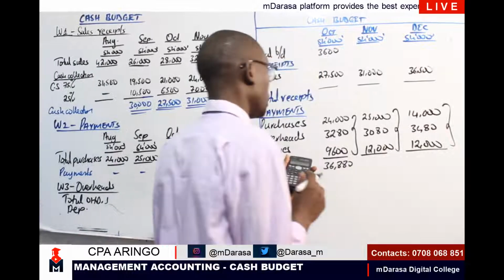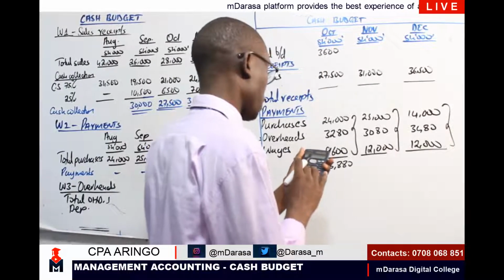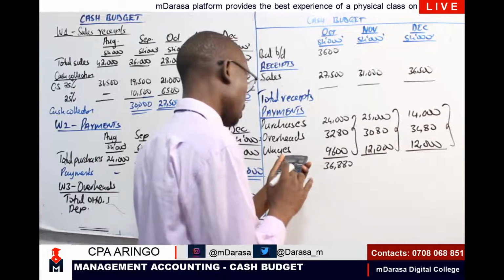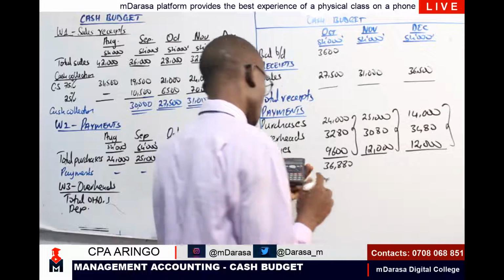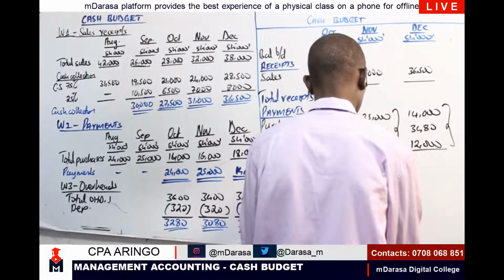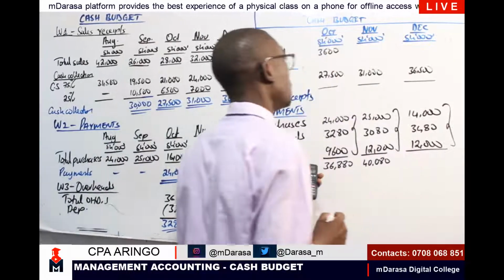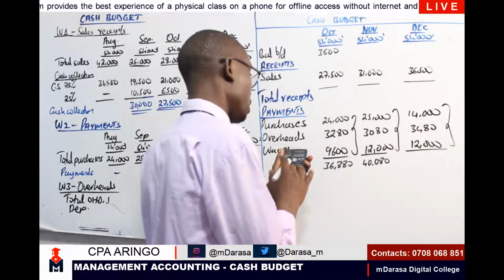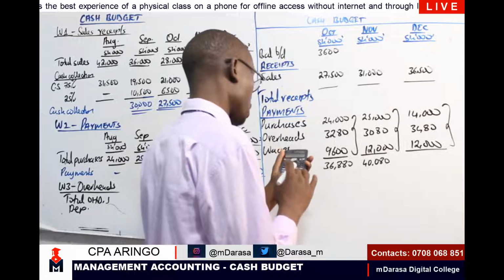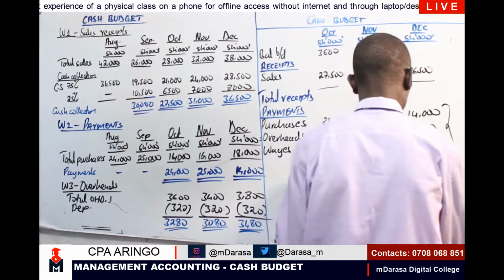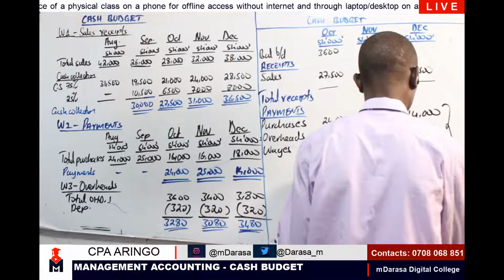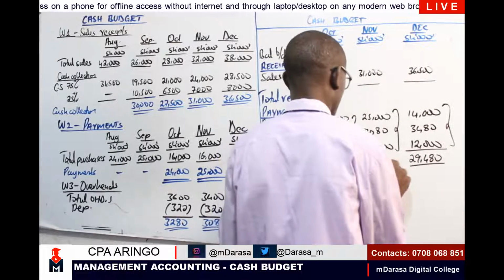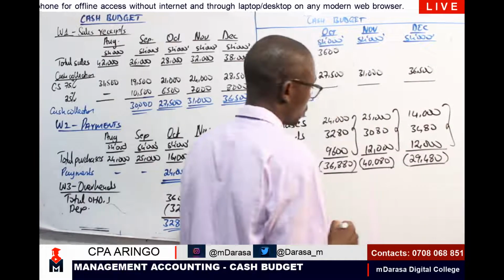In the month of November, I'm having 25,000 plus 3,080 plus 12,000. This should give us 40,080. In the month of December, I'm having 14,000 plus 3,480 plus 12,000. This should give us 29,480. So these are our total expenses.